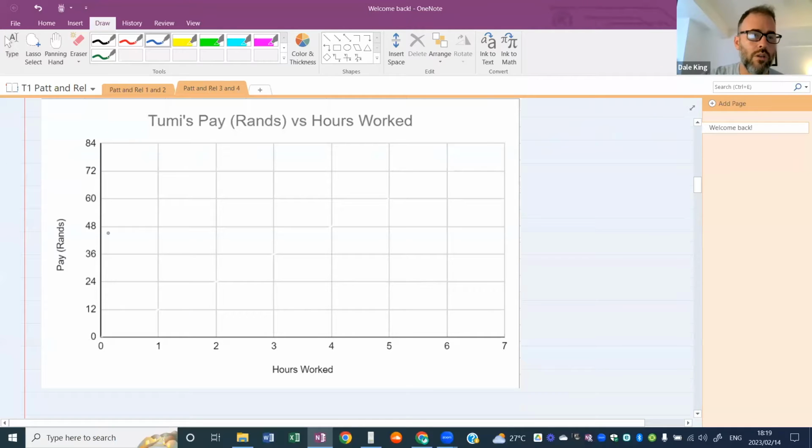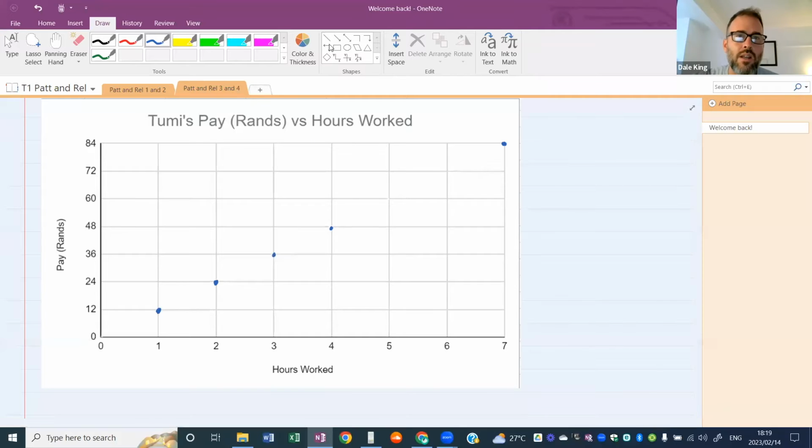Well, for 1 hour worked, we got 12. So I'll put a dot there. For 2 hours work, we got 24. For 3, we got 36. For 4, we got 48. We're going to skip those two because the table didn't have them. I'm going to go to 7 for 84 because we worked that out. Okay, so I've got all these dots here.